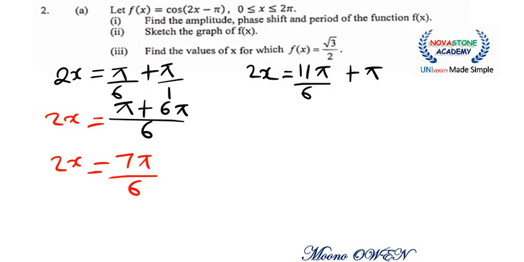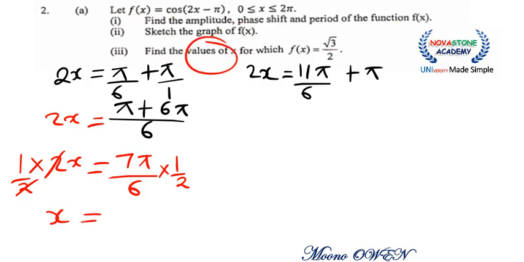For me to remain with my x, allow me to multiply by 1 over 2 on both sides, 1 over 2 even on the other side, so that the 2 and the 2 divide. Therefore my x as a value, because we're trying to find the values of x, will be 7 pi over 6 multiplied by 1 over 2, that is 12. So that is one value of x.